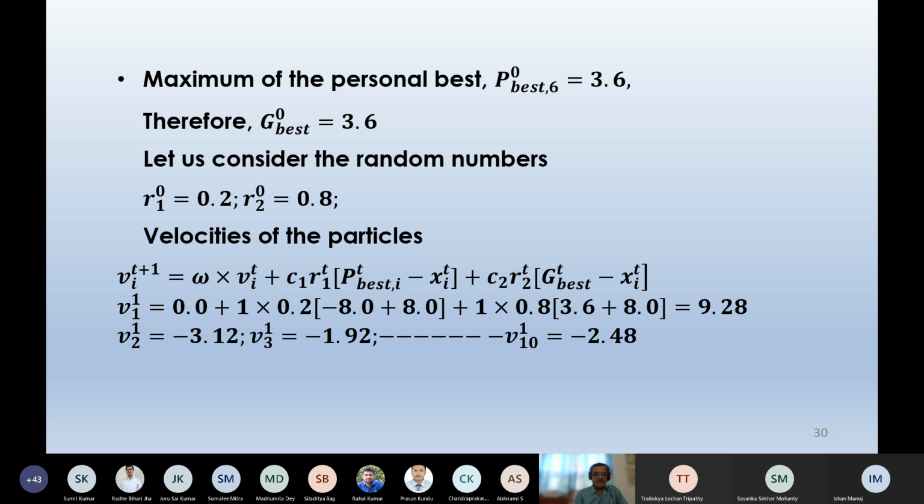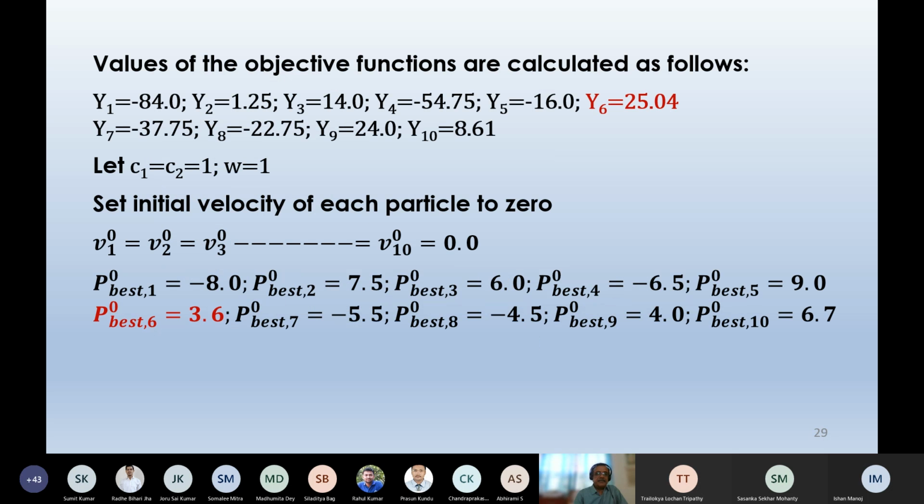What is P best for the first particle? That is minus 8.0, minus Xit, that is 8.0, because I'm concentrating on this. Just a minute. Yes, I'm concentrating on this minus 8.0. Next, I'll have to concentrate on the 7.5, P best 20.